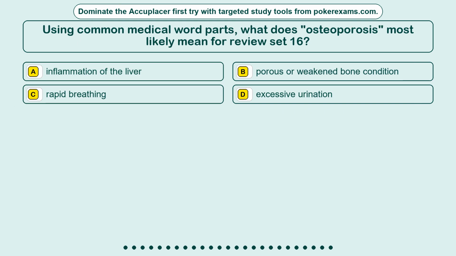Question 23. Using common medical word parts, what does osteoporosis most likely mean for review set 16? Option A, inflammation of the liver. Option B, porous or weakened bone condition. Option C, rapid breathing. Option D, excessive urination.